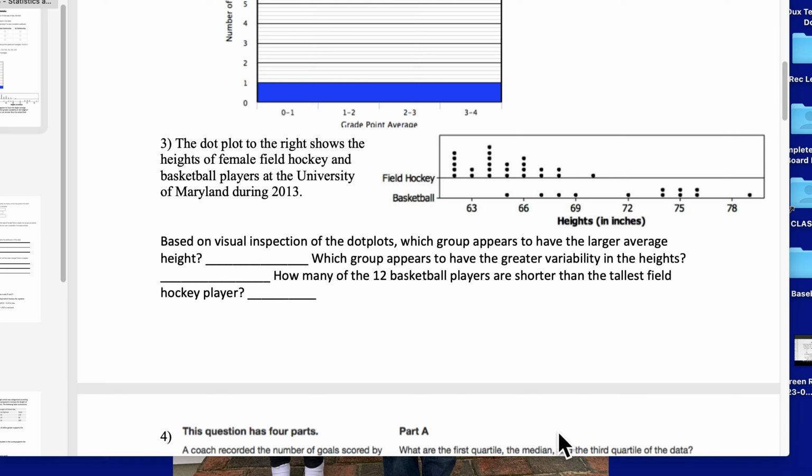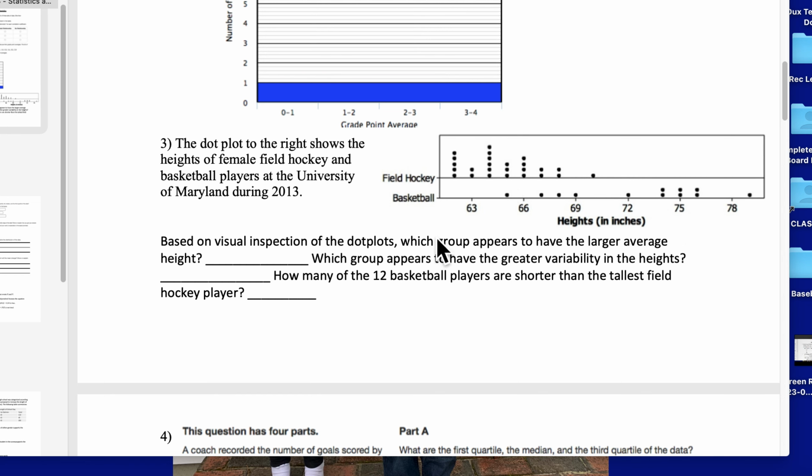All right, the dot plot one here, not too bad, right? It's basically saying you have female field hockey players and female basketball players and their heights. You can see there's a lot of field hockey players in the left part of the graph, so they're shorter. You've got 5 girls that are 62 inches tall, 2 girls that are 63 inches tall, 6 girls that are 64. You can just follow the heights along. Whereas basketball is much more spread out. In basketball, obviously there's a lot of girls that are really, really tall.